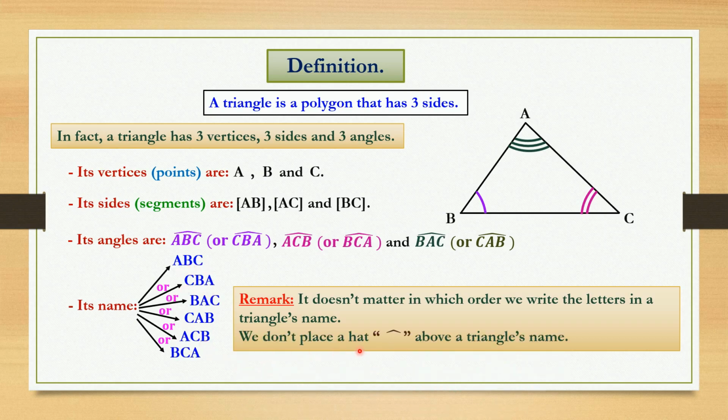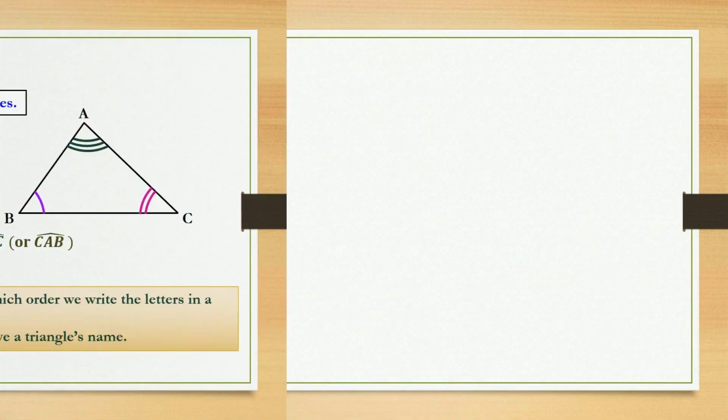We don't place a hat above a triangle's name. So here also be careful. When you name a triangle, you don't place a hat above its name. We only place a hat when we name an angle. This is a mistake that a lot of students make when they name a triangle. They place a hat, which is completely wrong.